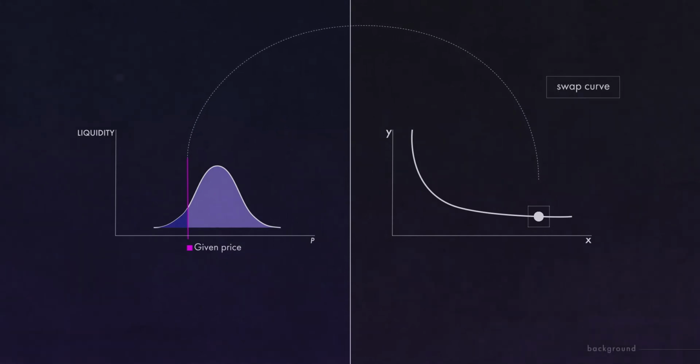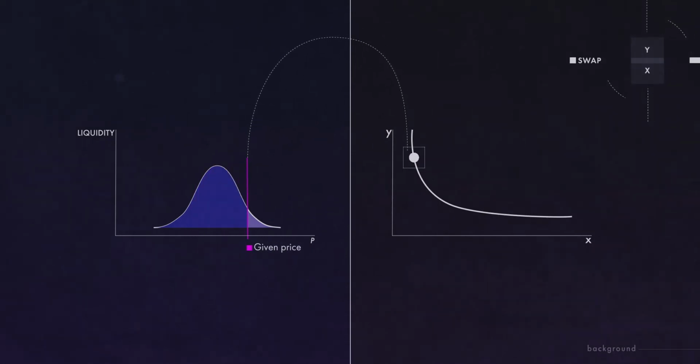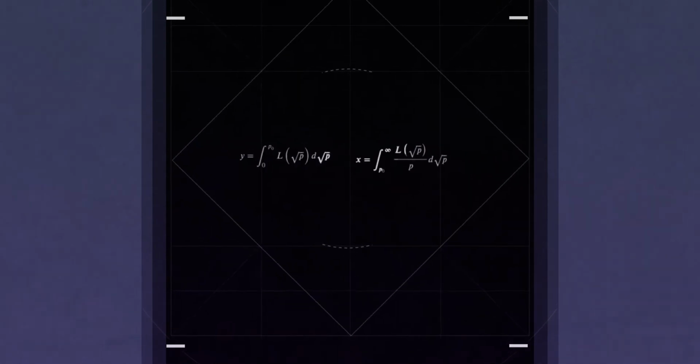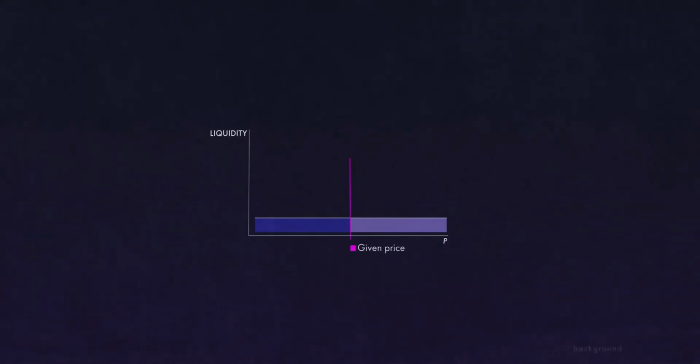Roughly speaking, the area under the liquidity curve to the left and right of the price represents the amount of Y and X in the pool. The swap curve is derived by tracing out the price from low to high on the liquidity curve. In V2, the liquidity curve is implicitly flat, leading to the XY equals K swap invariant.